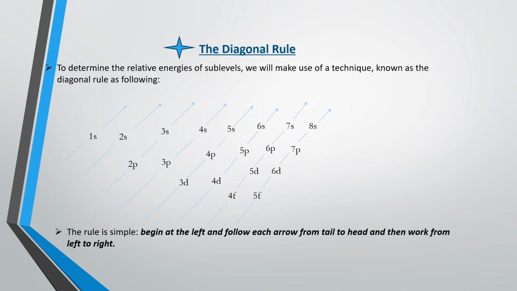The diagonal rule. To determine the relative energies of sublevels, we will make use of a technique known as the diagonal rule, as follows. The rule is simple. Begin at the left and follow each arrow from tail to head, and then work from left to right.